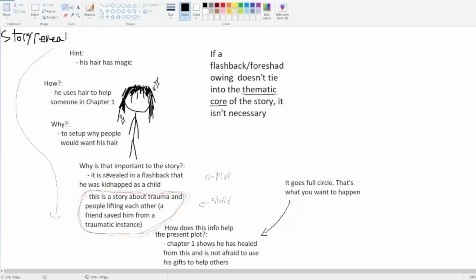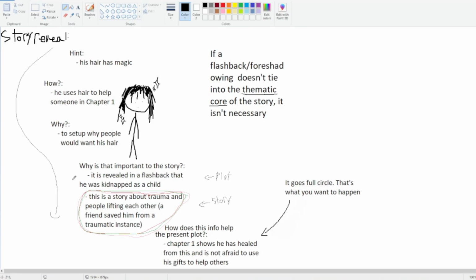And then for this story, it is revealed in a flashback that he was kidnapped as a child. And going even deeper, from plot to story, this is a story about trauma and people lifting each other up. A friend saved him from a traumatic instance. So that all ties back into the thematic core of the story. His hair might not seem like such a huge deal, but if you follow this process, you can see that it actually does lead into the main core. And even following this line in the story itself helps reveal what the core of the story even is.